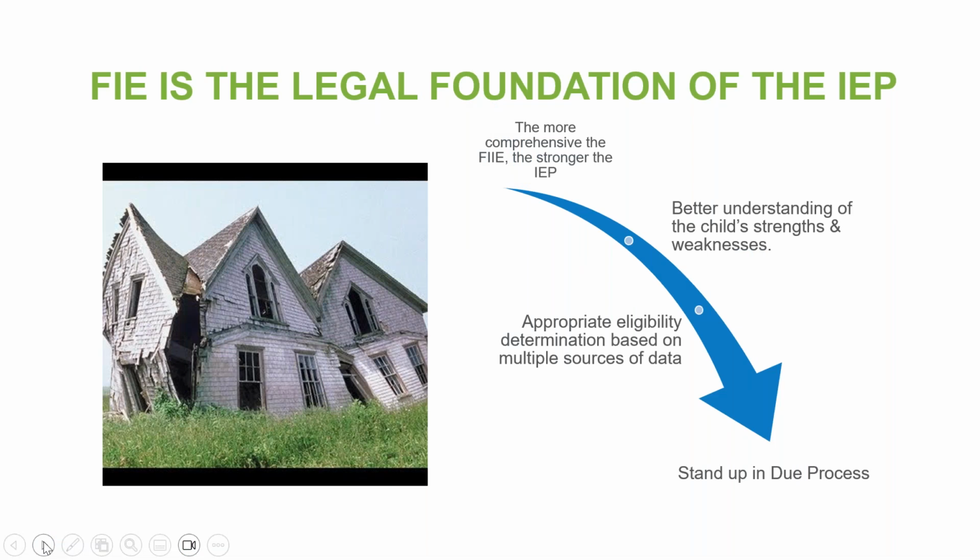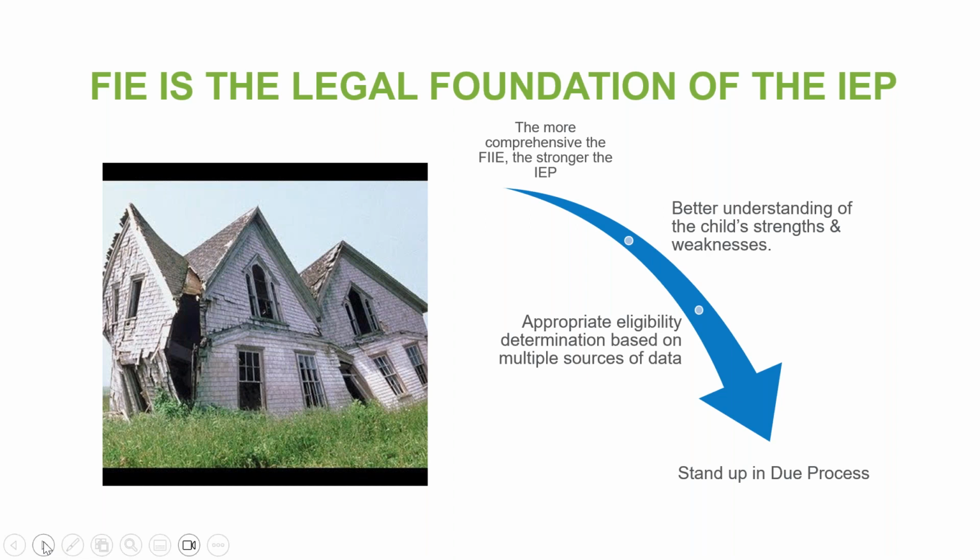And again, I showed this picture before because I think this is a powerful statement for us to remember, that our assessment results, our full individual evaluation, our report really serves as the legal foundation of the IEP. So there should be a direct link between what our findings are from the assessment and what the IEP looks like, what those goals and objectives are, whether or not that student needs specific accommodations or modifications. There should be, again, a very direct link between our assessment and our IEP.